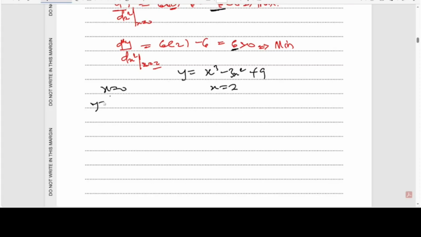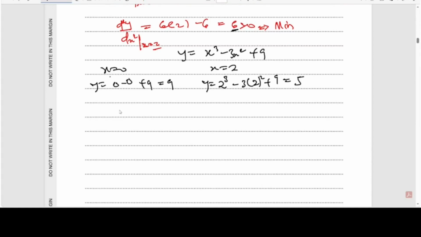So for x equal to 0, y will be equal to 0 minus 0 plus 9, and that is equal to 9. For x equal to 2, y is equal to 2 cubed minus 3 times 2 squared plus 9, and that gives us 5. So it means you have 2 points here. The first point is (0, 9), and the next point is (2, 5).